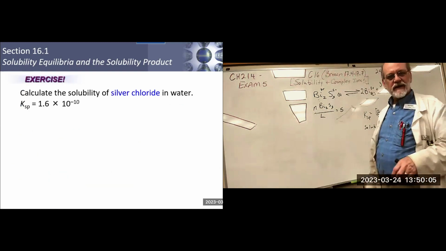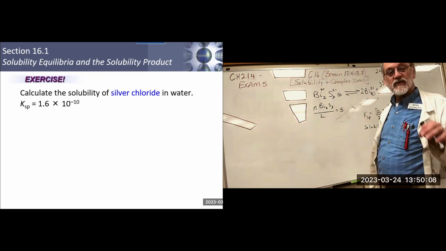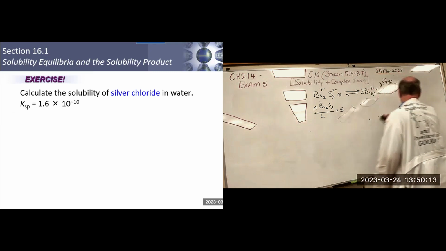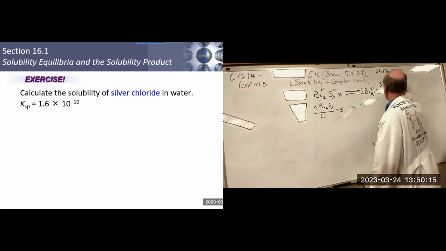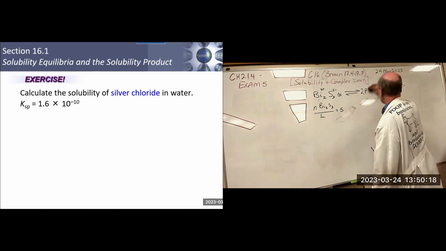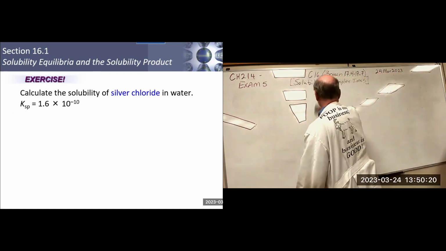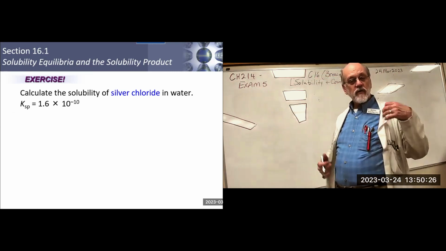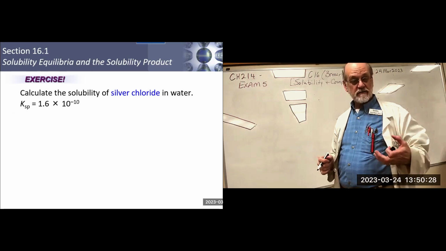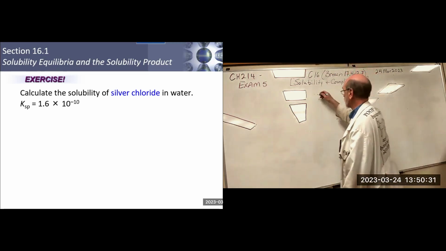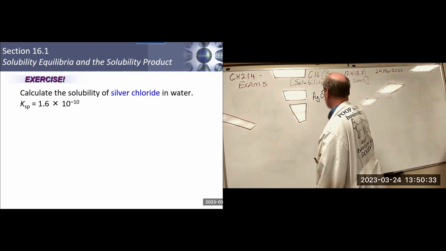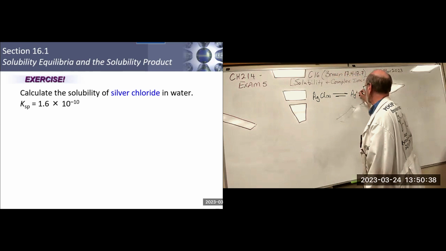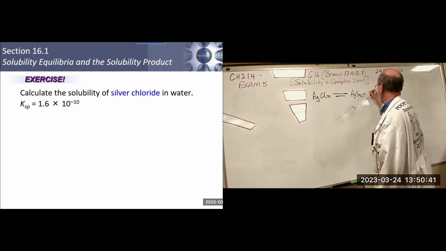Okay, so calculate the solubility of silver chloride if Ksp is 1.6 times 10 to the minus 10. All right, so let's make room. Yeah, let's just do it like this. Okay, so how would we write the solubility expression for silver chloride? Well, first you have to write silver chloride correctly. And then it's in equilibrium with silver ions and chloride ions.